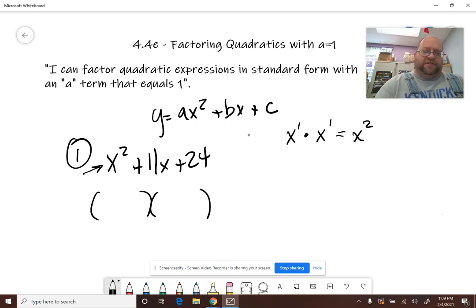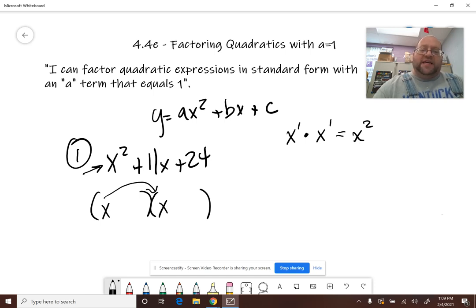Well, let's think about this for just a second. If I make my first term x here and my first term here x, then when I FOIL this out, right, I'm going to get x times x, which is x squared. I'm going to get this term right here, okay? Now I just need to figure out what else goes in here, okay? I've got this part down, but how in the world do I get these other parts to this equation?